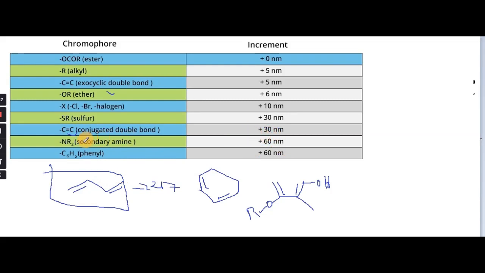If we're able to see a secondary amine, we add 60 nanometers. When we see a phenyl group bonded to the base diene, we add 6 nanometers. So all these compounds cause what we call a bathochromic shift because they increase the wavelength of absorption of a particular compound. Now let's see how we can calculate the wavelength absorption of a particular compound.